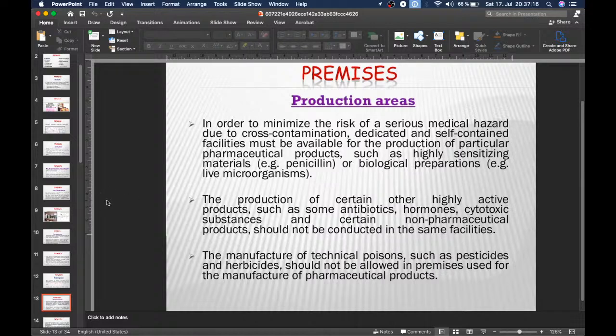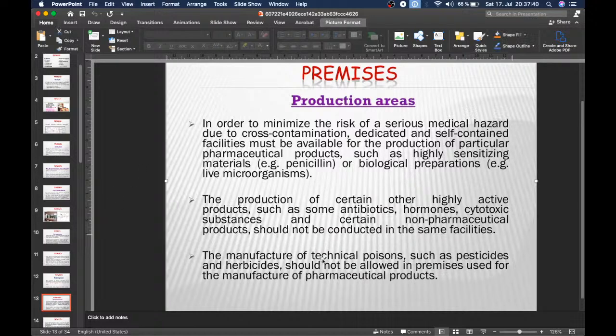Dedicated and self contained facilities must be available for the production of particular pharmaceutical products, such as highly sensitive materials, for example, penicillin or live microorganisms, right? And production of certain other highly active products, such as antibiotics, hormones, cytotoxic substances, or non pharmaceutical products, should not be conducted in the same facilities.